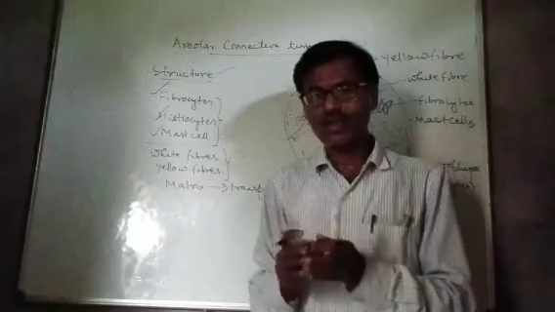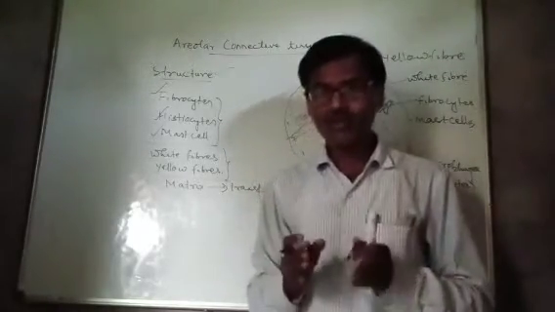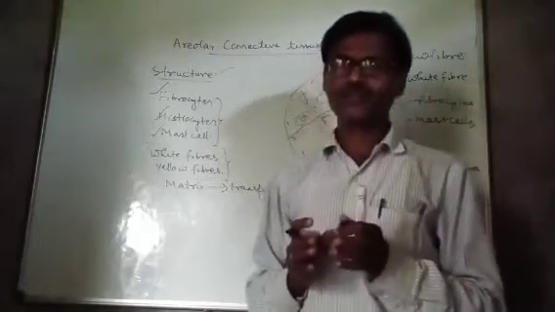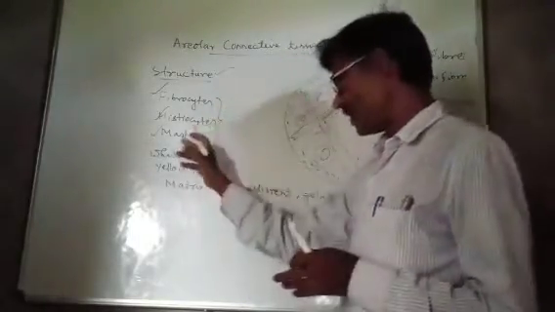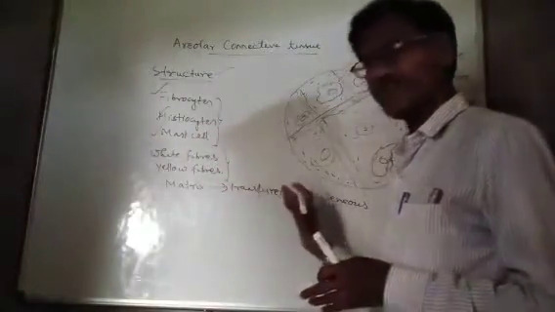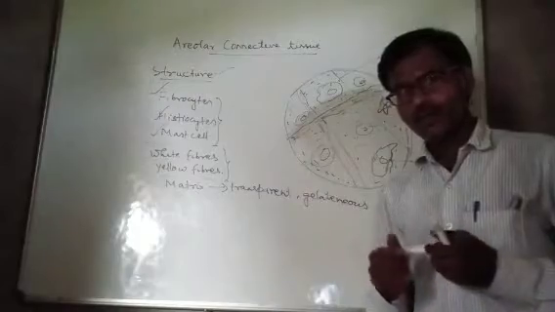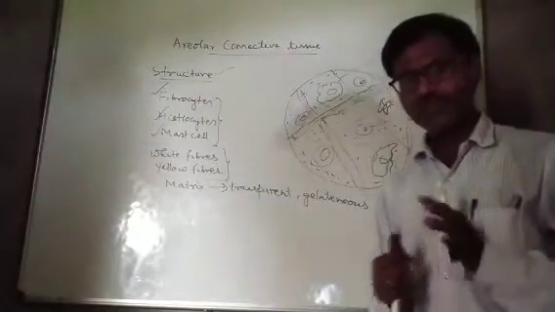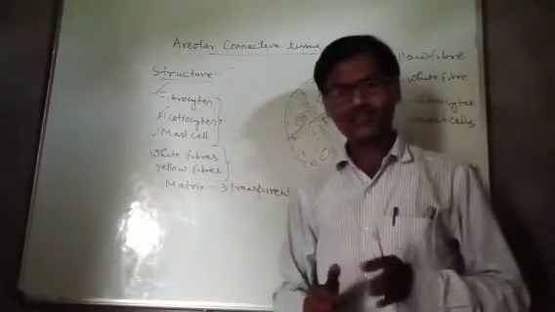These spaces are called areoles, and the areoles are filled with matrix. The matrix in this kind of tissue is transparent and gelatinous. In general, the matrix of connective tissue is produced by the constituent cells, secreted by the constituent cells.